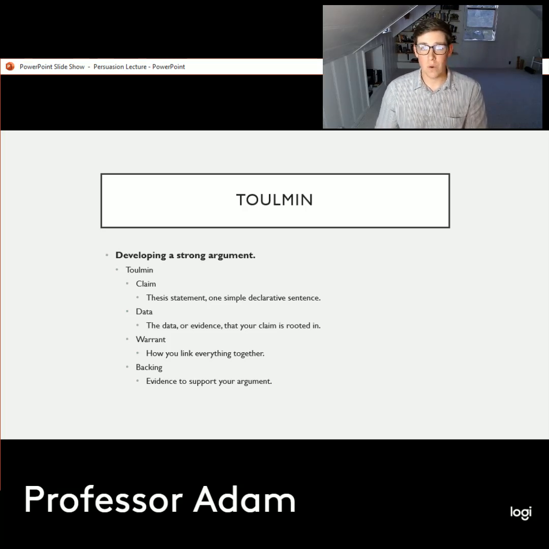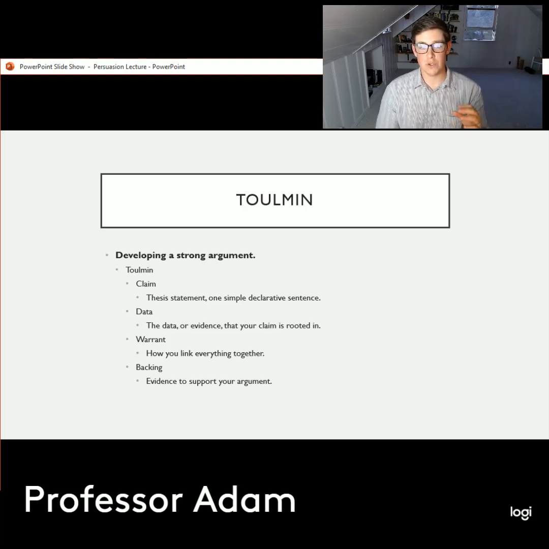Then you have the warrants. So this is how do we link our ideas together. It's the glue that holds our argument together. And then we have backing, and our backing is all of our outside support that we use to really bolster our argument.